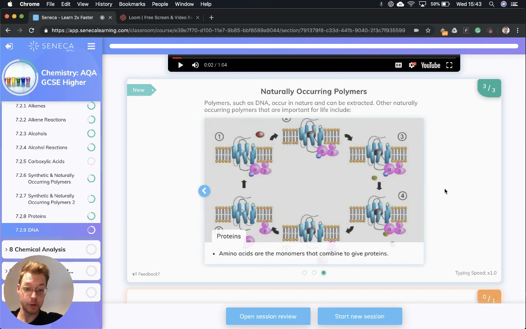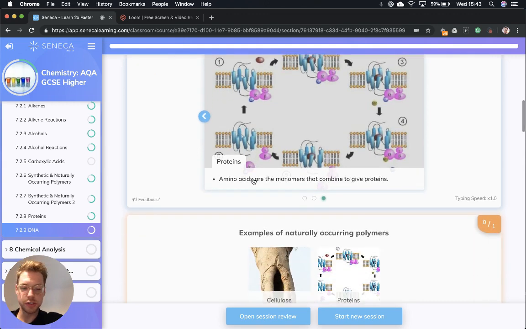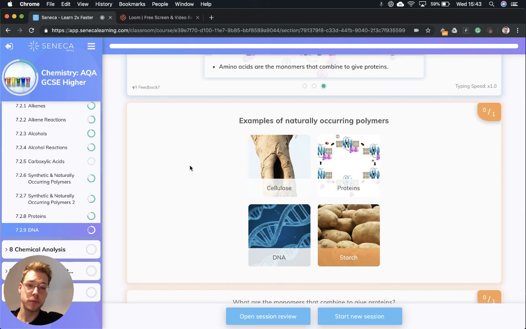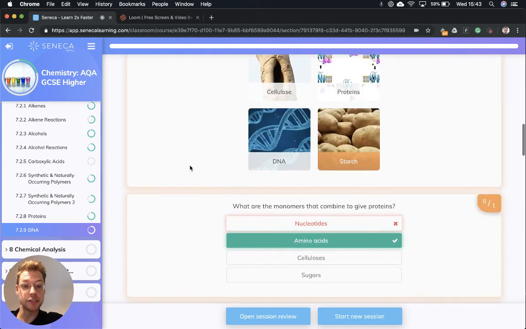And we also have proteins. Amino acids are the monomers that combine to give proteins, and that's covered in a separate episode, so make sure you check that out. And those four examples of naturally occurring polymers are cellulose, proteins, DNA, and starch.